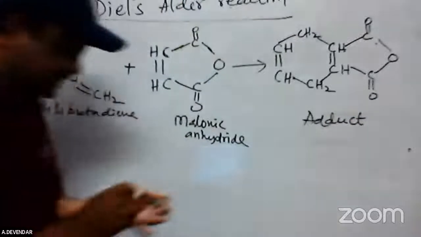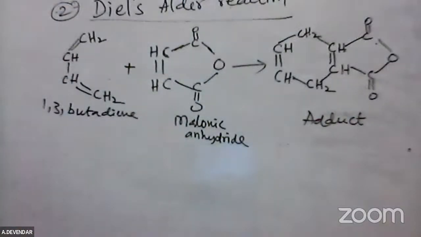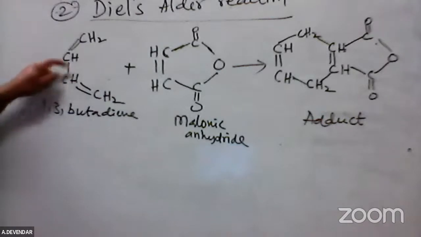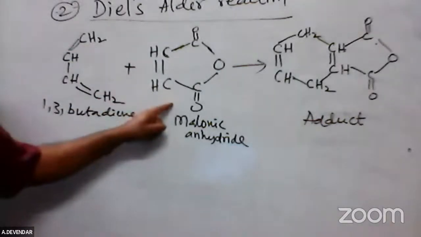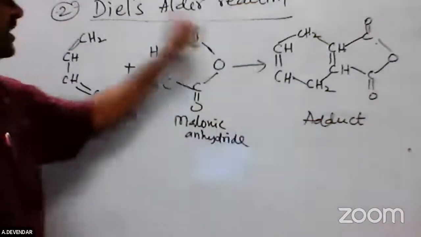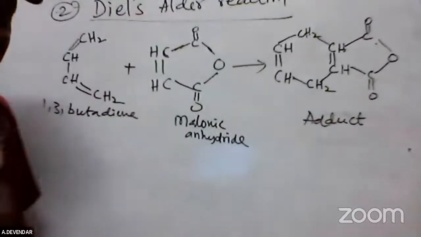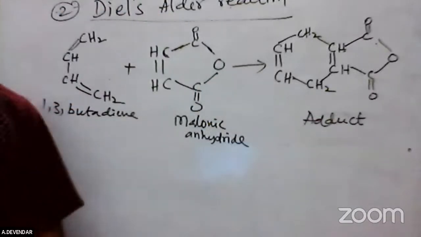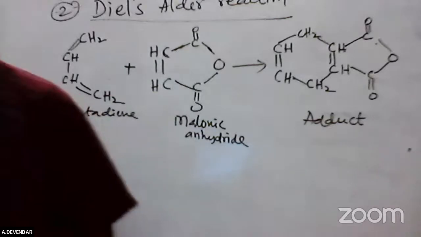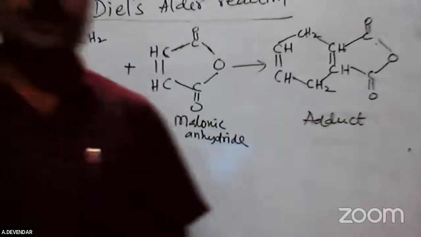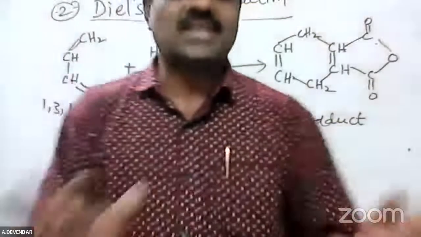Adduct is formed. This is called the Diels-Alder reaction. The Diels-Alder reaction is nothing but 1,3-butadiene reacted with malonic anhydride to form one adduct. In the examination, they will ask a 5 marks question. Please remember this. This is about your organic part, so organic chemistry is finished a little bit.